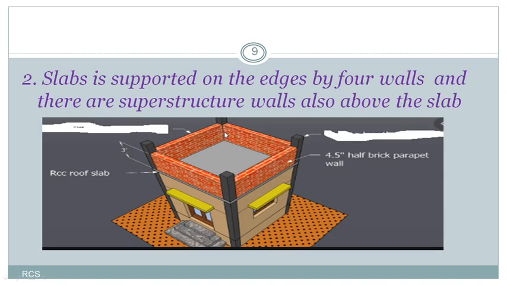And another way is that the slab is supported on the edges by four walls, and there are also superstructure walls above the slab. So this is a structure, and these are the walls. These two sides appear to you, another two sides are behind this, and the slab is mounted over these four walls, right? And over the superstructure of these walls, we have one more wall, that is a parapet wall, we can say.